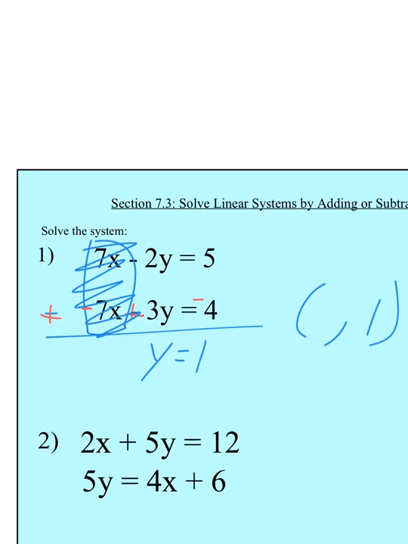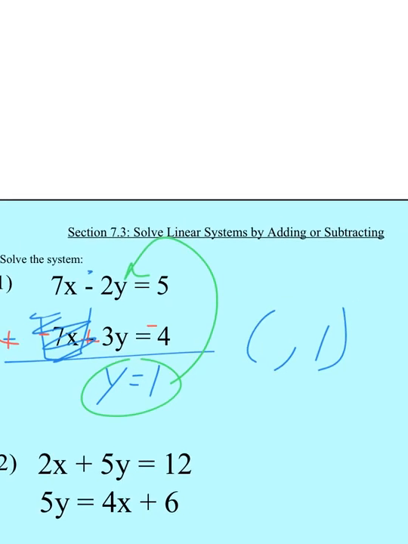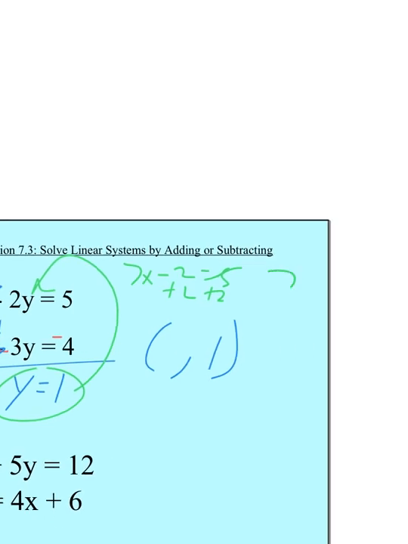I'm going to take that 1 and plug it back into the top equation for y, because again, what I've found is y here, right? So I'm going to plug that back in right here. 7x minus 2 times 1 is just 2 equals 5. I'm going to add 2 to both sides. I'll have 7x equals 7. And so x also equals 1 for this one. So this one has to be 1, 1.